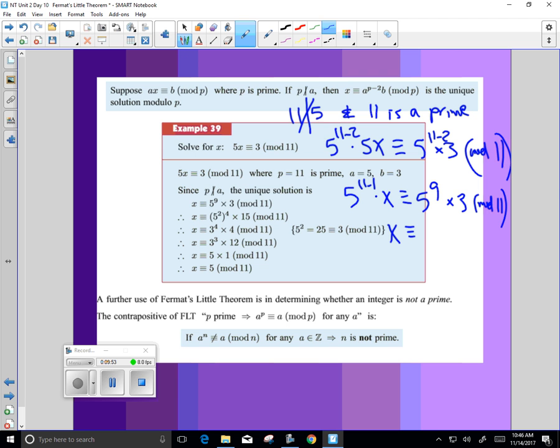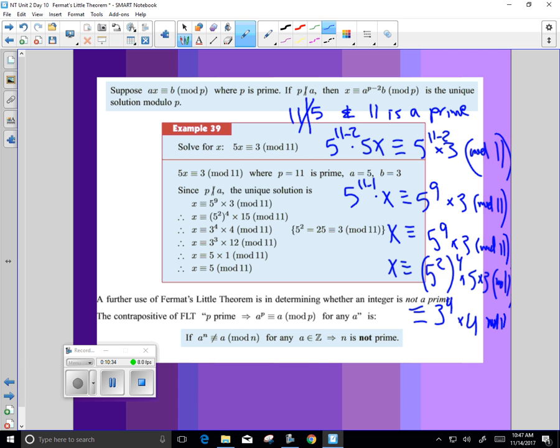So you have 5 to the 9 times 3 mod 11. So now we just kind of go through it. I think you only do that once to get rid of that. Now we're going to have x is congruent to 5 squared to the 4th times 5 times 3 mod 11. And 15 is what, mod 11? 4. And 25 is what, mod 11? 22. 25 minus 22 is 3 to the 4th, mod 11.